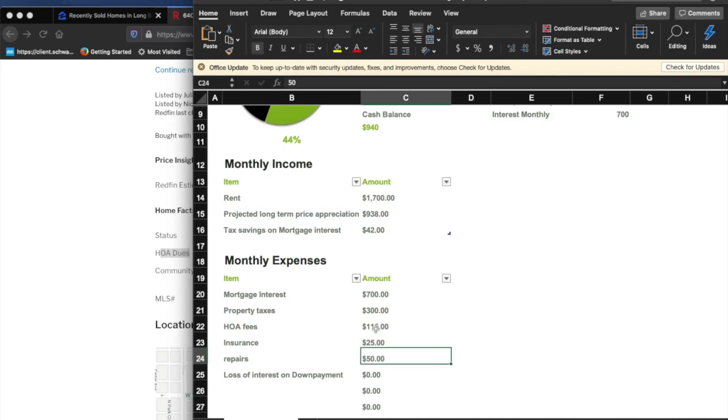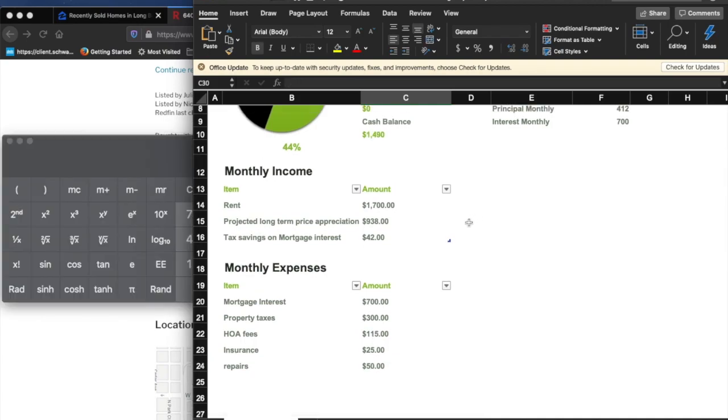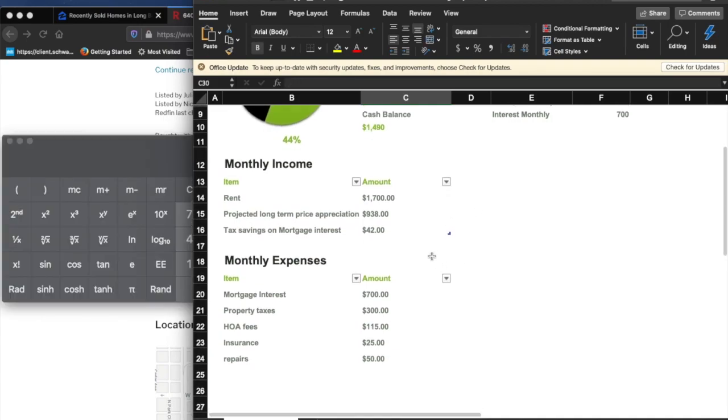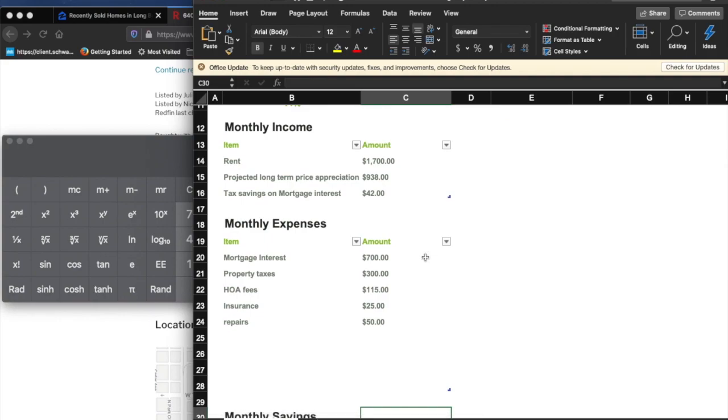Repairs, I mentioned it already in the beginning. We looked into the pictures. The condition looks decent, so $50 per month. So before we look into the final result, let me make a couple of remarks. I have one bad news and a couple of good news.